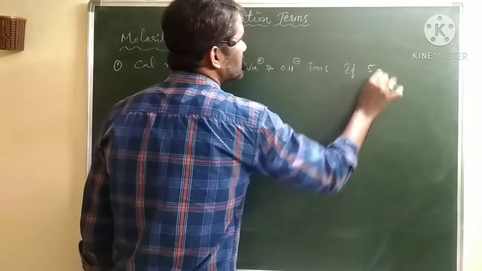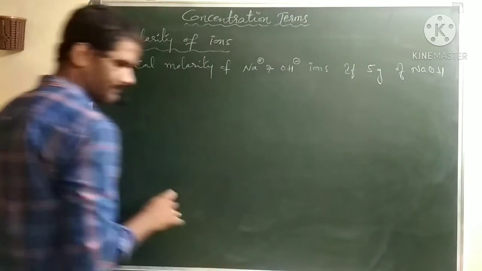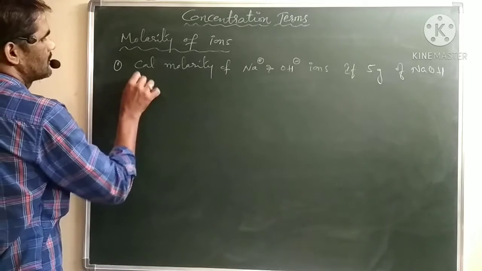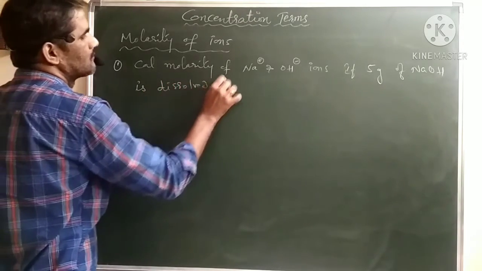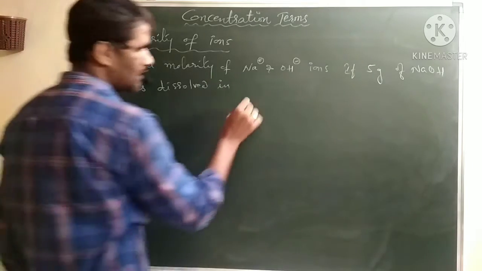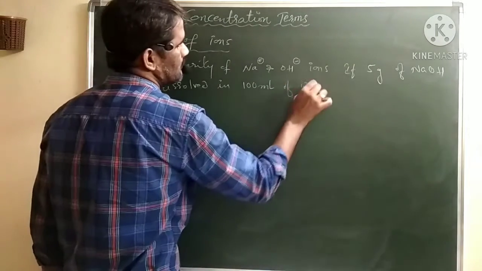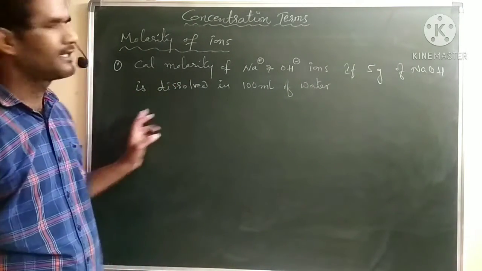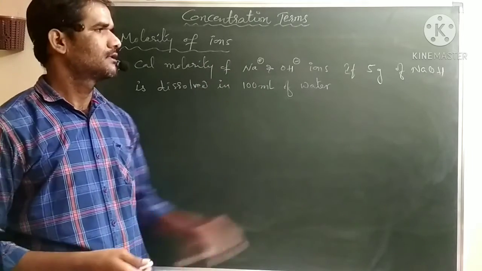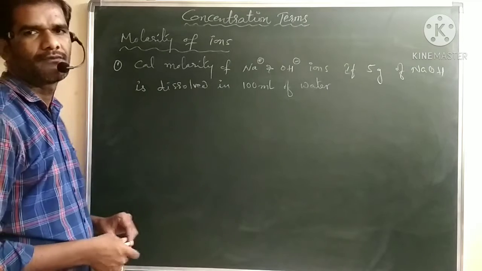If 5 grams of NaOH is dissolved in 100 ml of water, find the molarity of Na plus and OH minus ions. So here 5 grams of NaOH is dissolved in 100 ml of water.